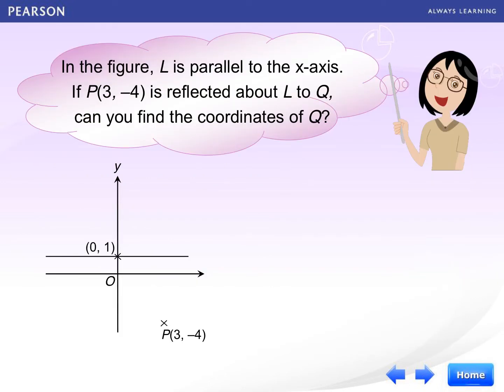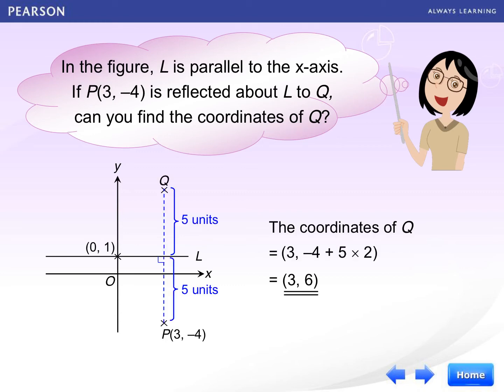Sometimes a point is not reflected about the x or y axis. It can reflect along another line, let's say L, in the figure. How do we find the image of P, that means Q, then?